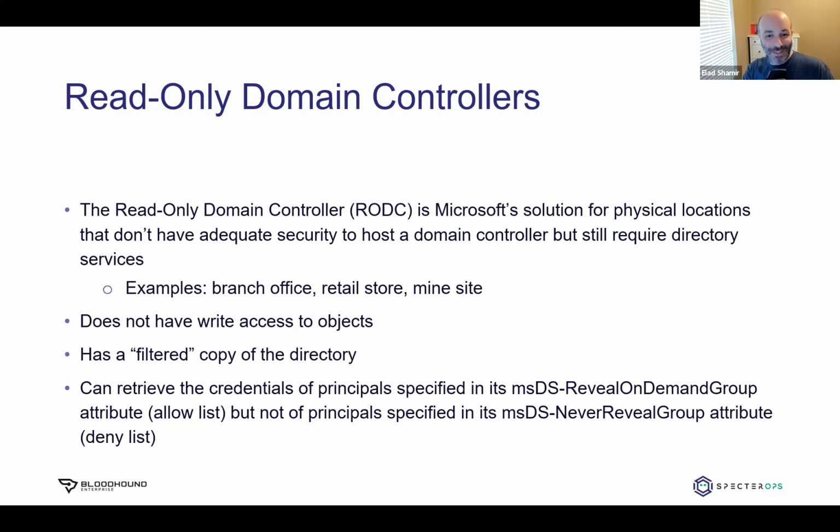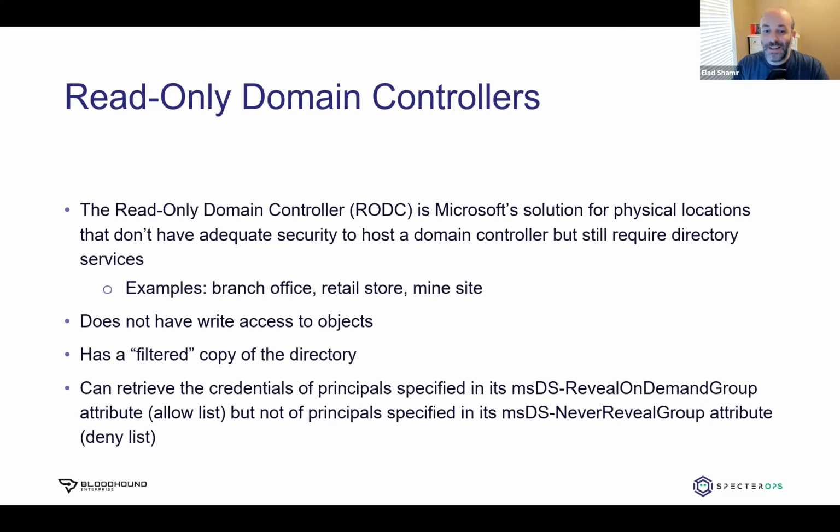Luckily, Microsoft made the right decision there, and the deny list would take precedence in that case. Now, those lists are stored in the msDS-NeverRevealGroup attribute and the msDS-RevealOnDemandGroup attribute of the RODC computer object in Active Directory. The allow list should include only accounts that operate in the same physical location, and the deny list should include all tier 0 principals for good measure.